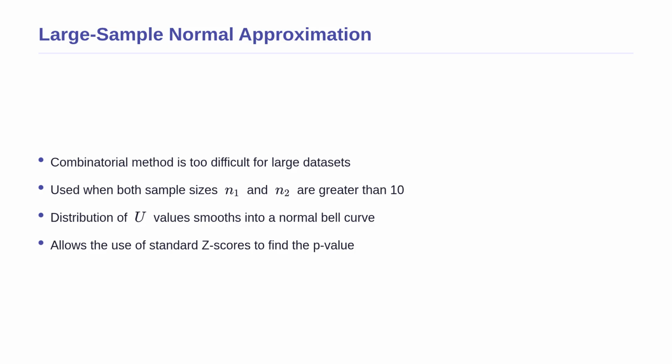But what if we have a lot of data? Because counting combinations becomes too difficult for large data sets, we use a shortcut when both sample sizes are greater than 10. As the sample sizes increase, the distribution of all possible U values stops looking like a jagged set of discrete bars and starts to smooth out into a perfect bell curve, known as a normal distribution. This fantastic property allows us to use standard z-scores to find our p-value.